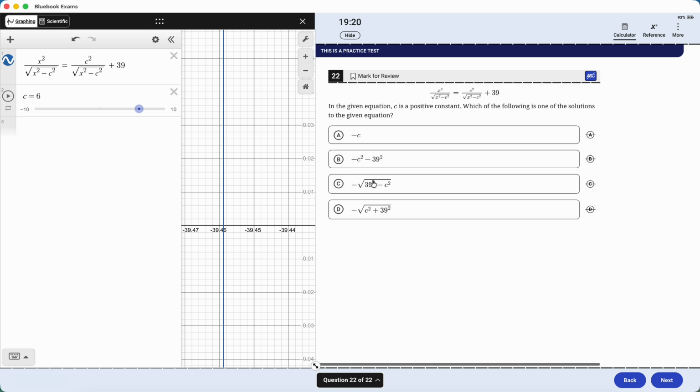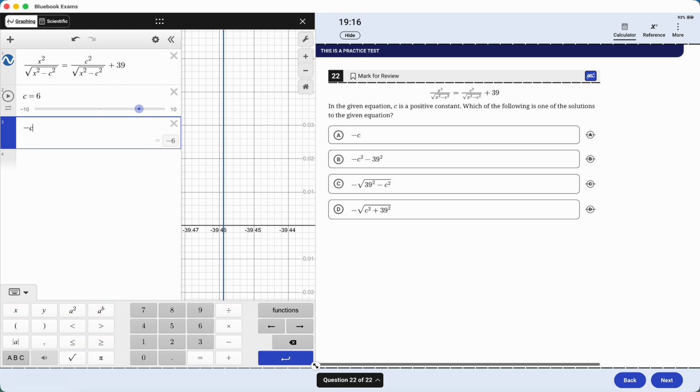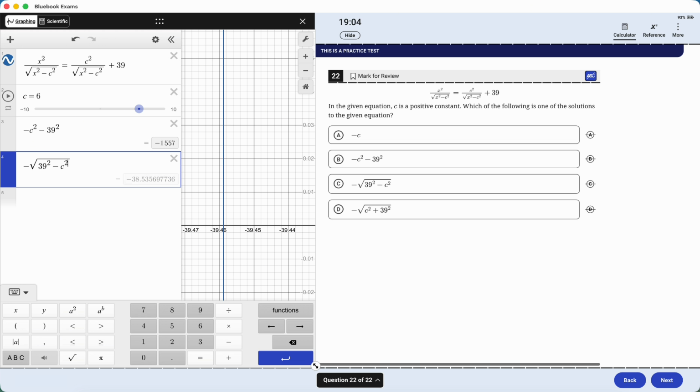I got to see which one of these is going to give me negative 39.46. So if I try answer choice A, that's not it. If I try answer choice B, that's not it. If I try answer choice C here, right, negative square root 39 squared minus C squared, that's not it. And if I try answer choice D, that should be it. Let's check it out. C squared plus 39 squared. Yeah, you see, this gives us negative 39.46, basically like our line is showing us, right?